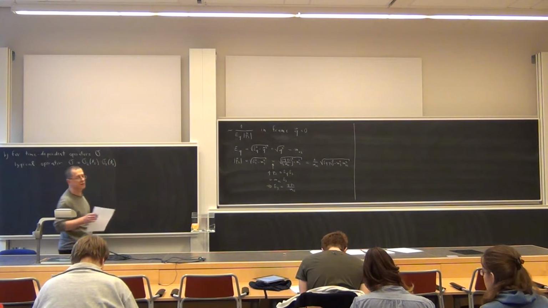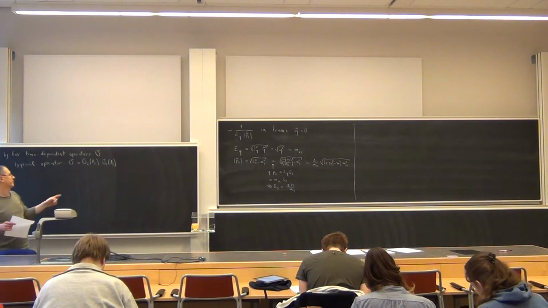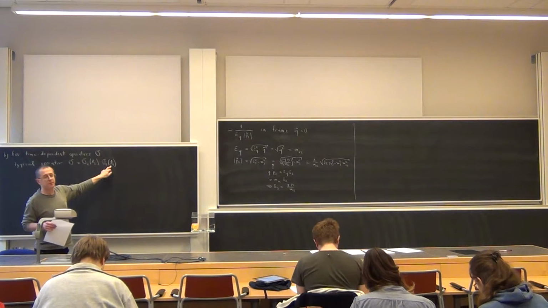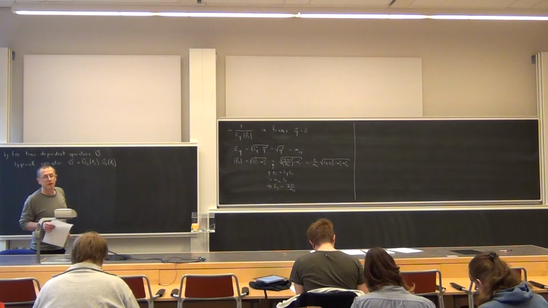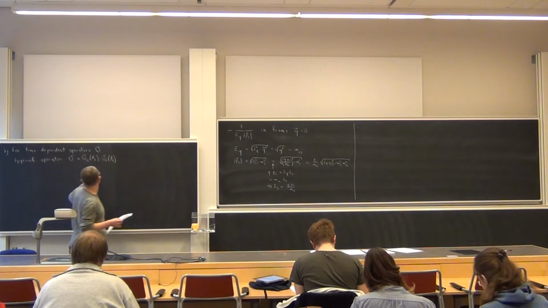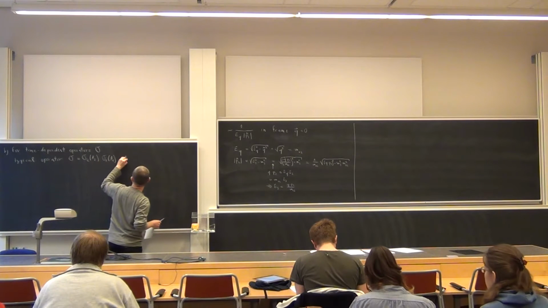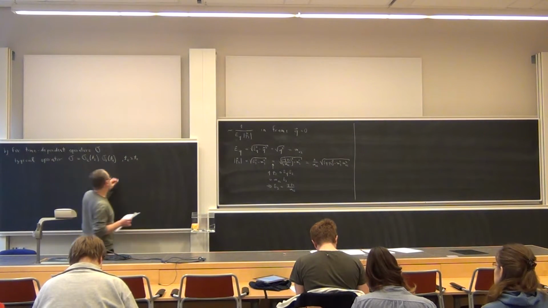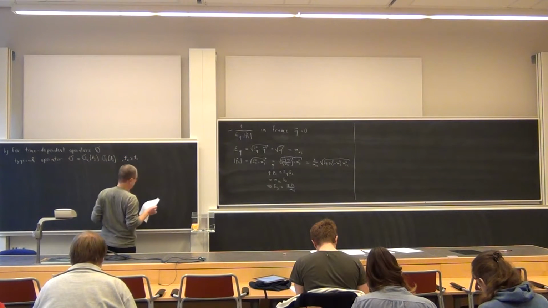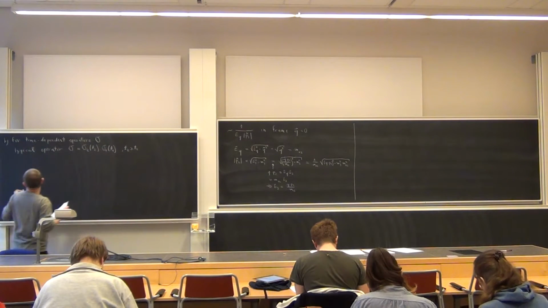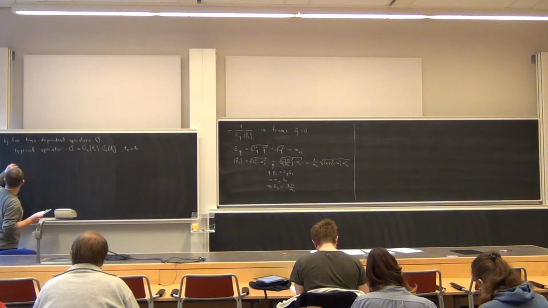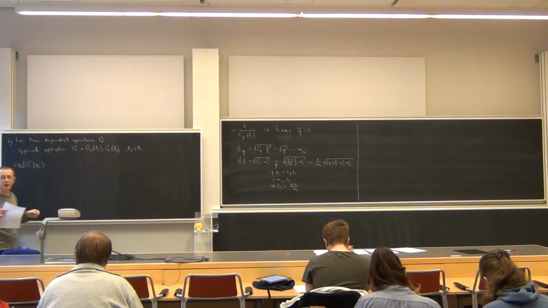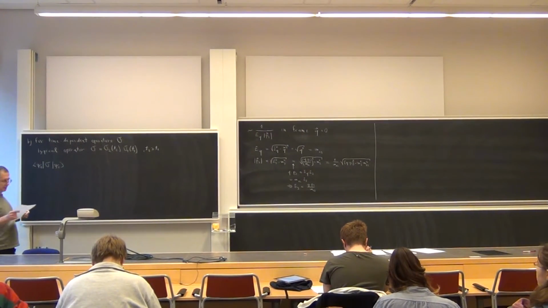something which has information at two different times. Any operator O1 at a time T1, and later on an operator O2 at time T2. So later on means that T2 is bigger than T1. And then we are still interested in this quantity here.